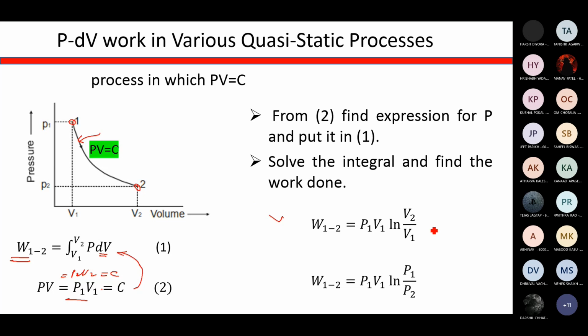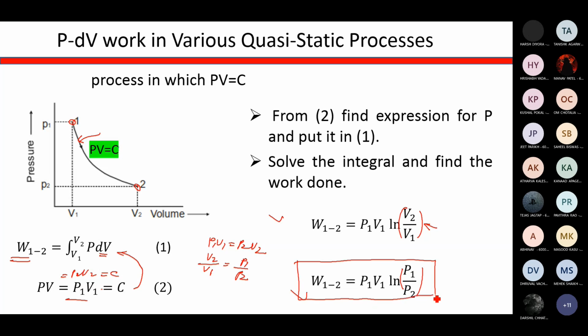Right? And this is in terms of the volume ratio, and we know that the law of the process is P1 V1 is equal to P2 V2, right? So from this I can say V2 by V1 is also equal to P1 by P2. So this ratio can be replaced by this ratio P1 by P2. So write down these two expressions. The work done in case of the process having law PV equal to constant is given by either of these two equations. Noted?